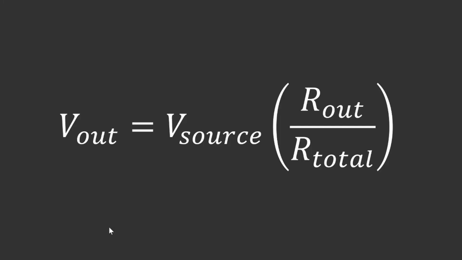V out is equal to V source times R out over R total, where V out is the voltage we want, so in our case 3 volts. V source is the supply voltage, so 10 volts in our case. R out is the resistor across our output, and R total is both resistors in the divider added together.